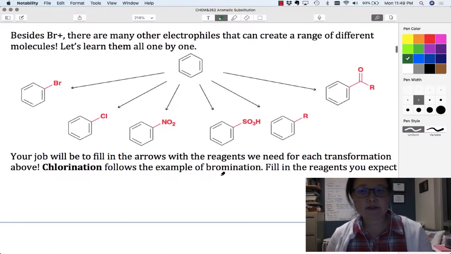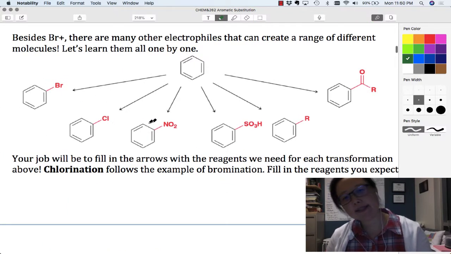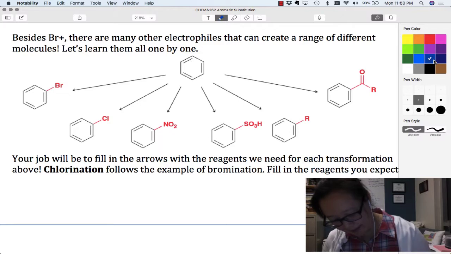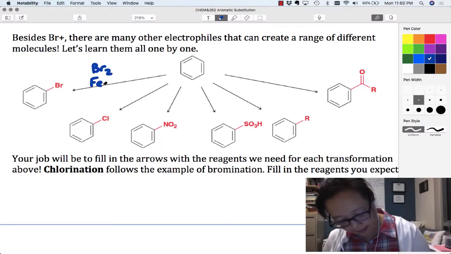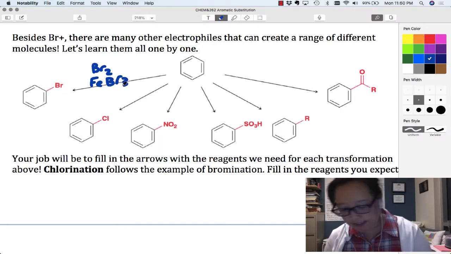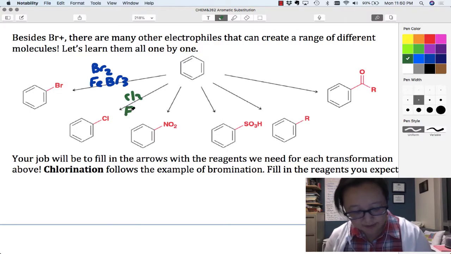Now there's lots of groups here in red that you can see added to the benzene ring, so we need to learn how to make all of them. Okay, but it's actually not too bad. I'll tell you. Br2 with a catalyst of FeBr3, we just did that one. If we change it to chlorine, then just change it to chlorine, Cl2 FeCl3. So those are pretty simple.